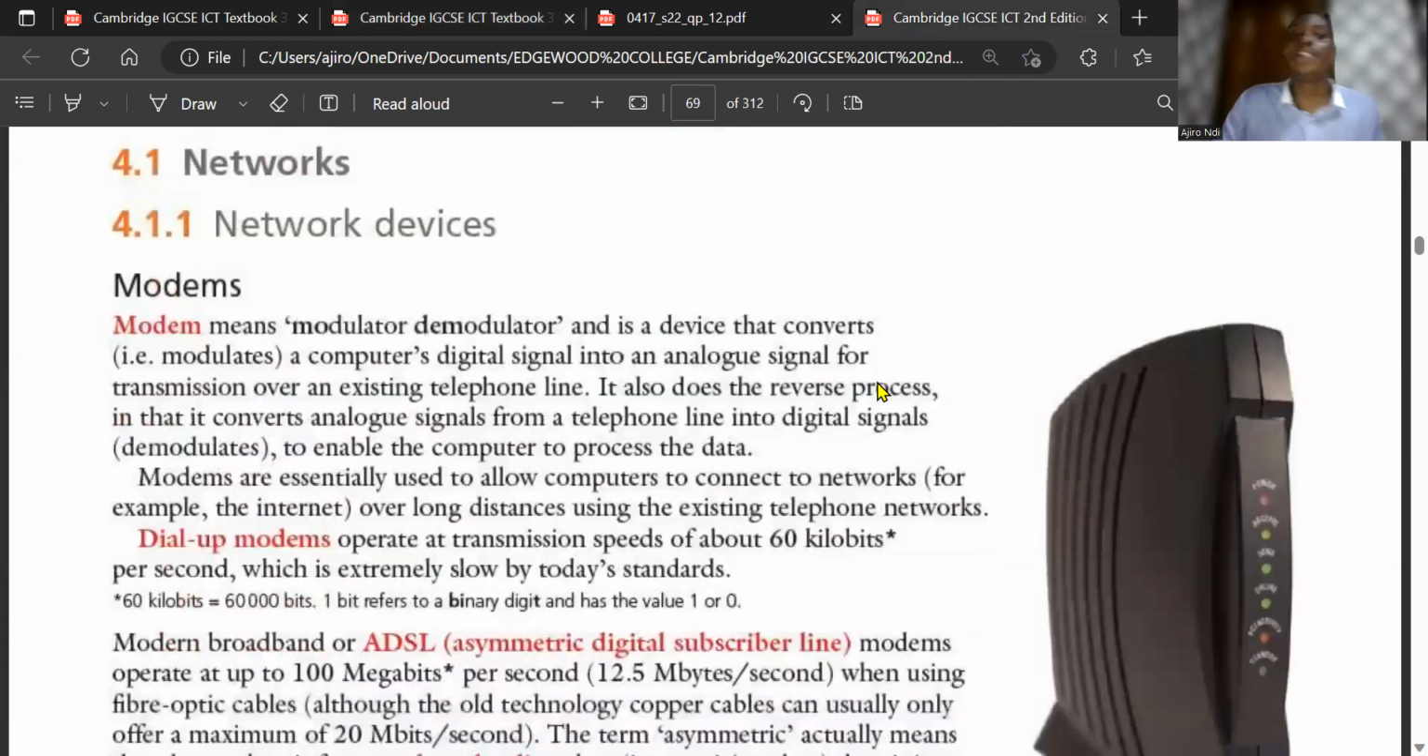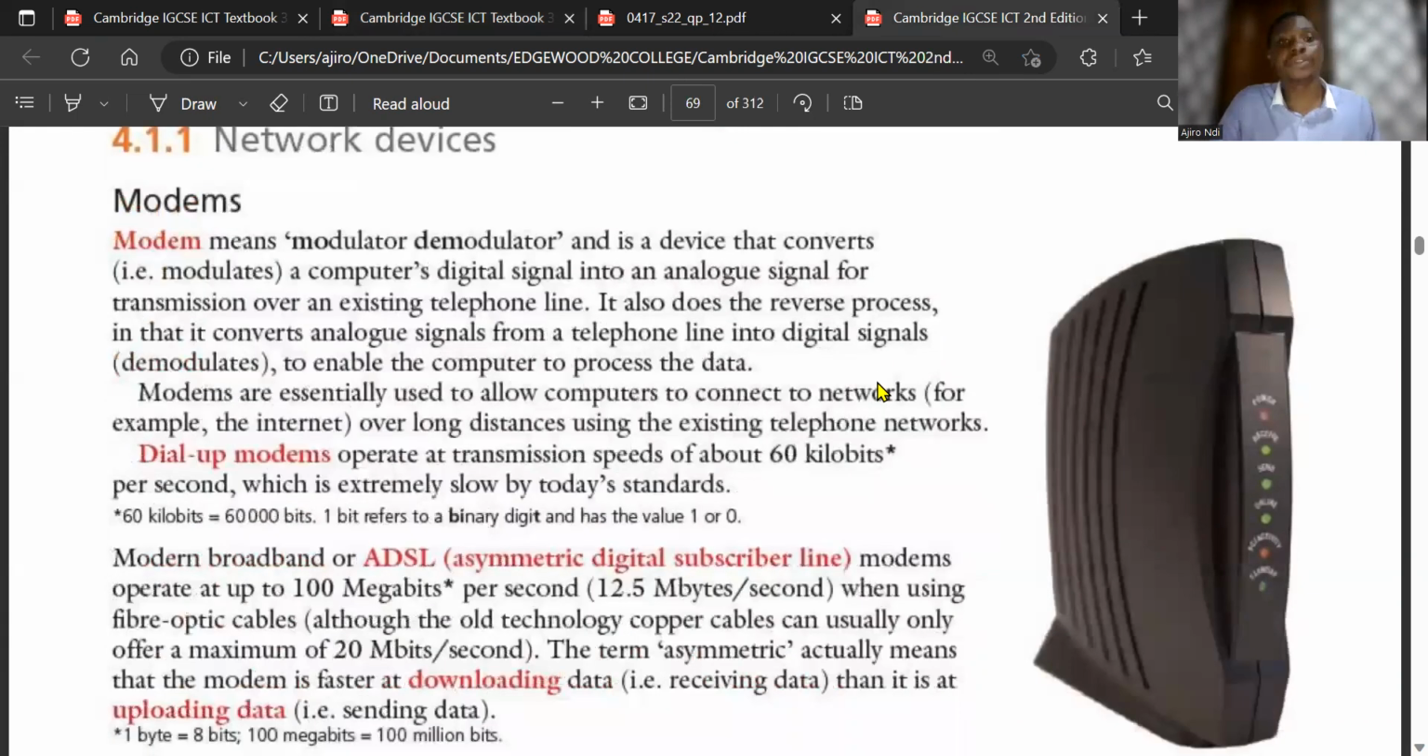But invariably, back then people were using modems. Now nobody even uses that anymore. For a modem, we call it modulators and demodulators. What happens is that it converts a computer digital signal to analog form for transmission over the telephone line, and then reverts the process back to a digital signal to enable the computer to process data. So that's why it works. It modulates, sends as analog for transmission, and brings it back at the receiving end.